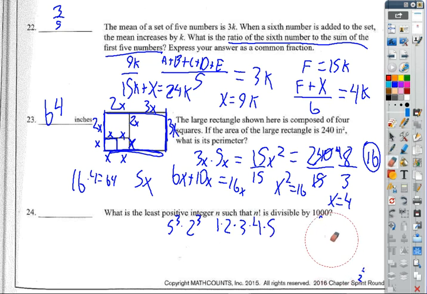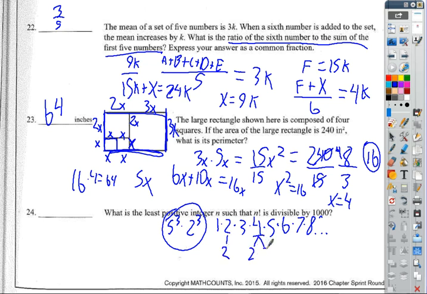Let me just get this out of the way. Times 6 would give you 6 factorial, times 7, times 8, and you know you have to have the 5 to the third and the 2 to the third included. So you know that by the time you get to 4, the 2 has already come up 3 times, because there's a 2 there, a 2 there, and a 2 there. So now you're just trying to find the 5 to the third. As soon as you have 5 to the third, that factorial will be your answer.